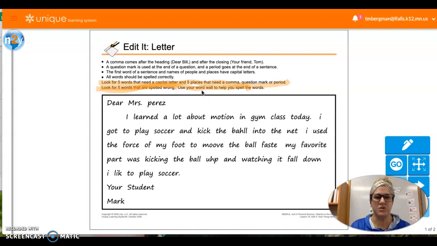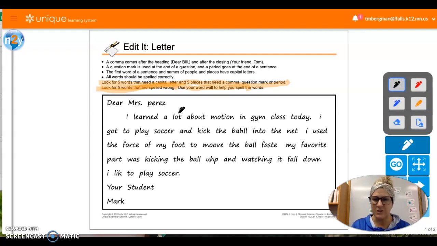Dear Mrs. Perez. So what did we learn up here? A comma comes after a heading. So it should say, Dear Mrs. Perez, and then we need a comma. So that was our first instruction. So I'm going to put a comma right here. And then remember, it says after the closing, like your friend Tom. Well, in our letter, it says your student. So that's going to be pretty similar. Okay, so that's the closing. So your student, so we need a comma right here.